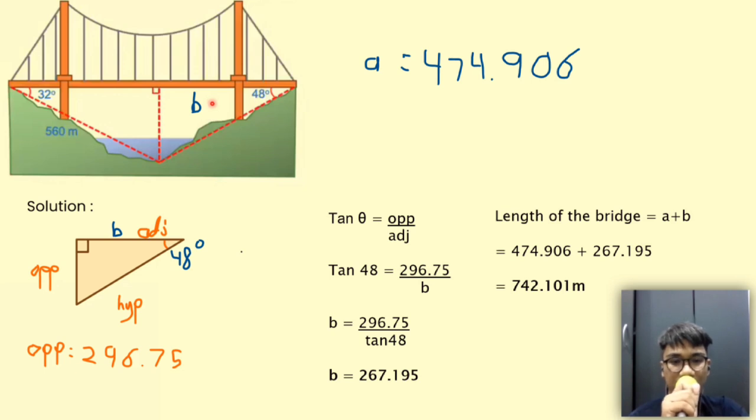And then finally, to get the length of the bridge, now that we know the length of A and the length of B, we are going to add both lengths. So this is the length of A and this is the length of B, and overall the length of the bridge, this part and this part combined, will become 742.101 meters.